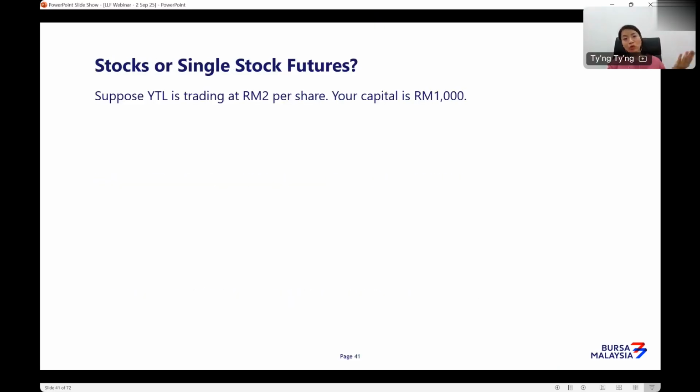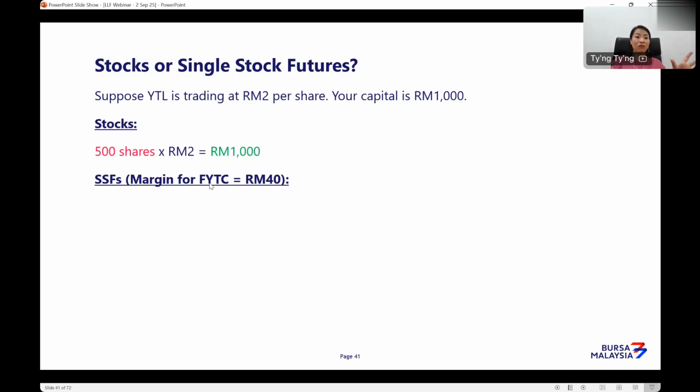Now, stocks or single stock futures. Let me show you a main difference between single stock futures and also stocks. Suppose YTL is trading at 2 ringgit per share. Your capital is 1,000. So with that, if you're going for stock trading, you can own 500 shares, because 500 shares times 2 ringgit Malaysia is equivalent to 1,000 of your capital. But when it comes to single stock futures, still remember just now the margin, which is the deposit required, is only 40 ringgit Malaysia. So with 40 ringgit Malaysia, if I have a capital of 1,000, in fact, I can trade up to 25 contracts. So I take 25 contracts times 40 ringgit Malaysia, that's only equivalent to my 1,000 capital. And 25 contracts is equivalent to 2,500 shares.